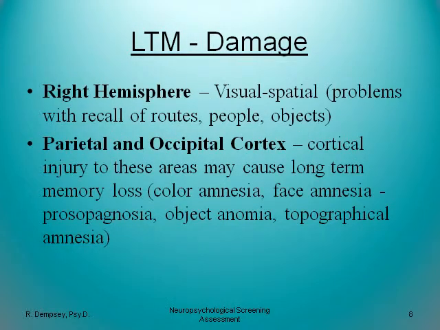The right hemisphere, if that's damaged, you're looking at visual spatial problems. The parietal and occipital cortex, if these are injured, you'll have problems with long-term memory with regard to color loss, color amnesia, face amnesia, prosopagnosia.